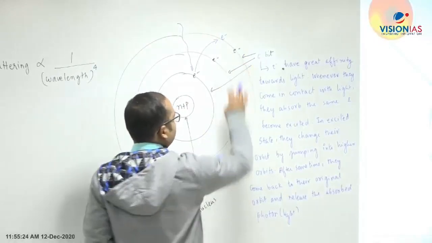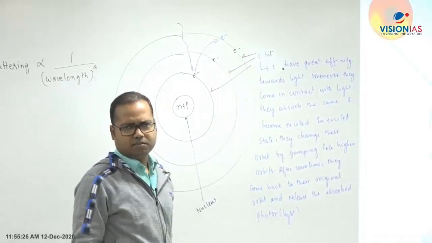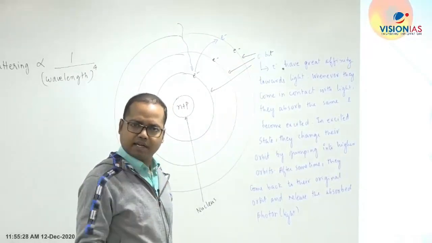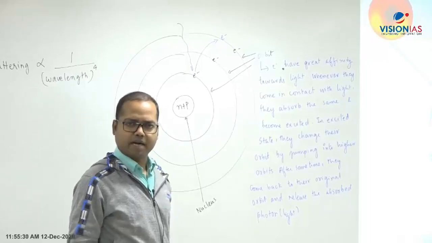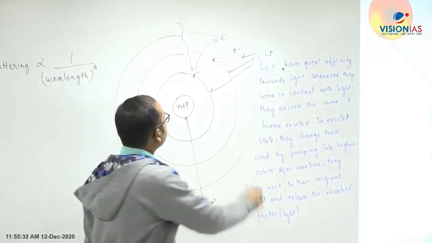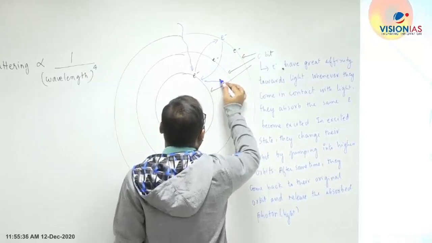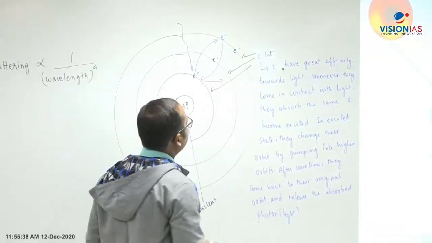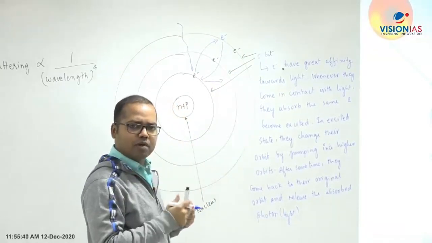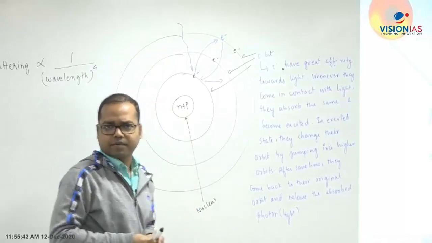Here there is one more electron. He said, Dost, my privacy is getting compromised. Please go back to your home. Okay? This guy was hurt. He came back to original orbit and released the absorbed photon. So whatever he had absorbed, he had released.